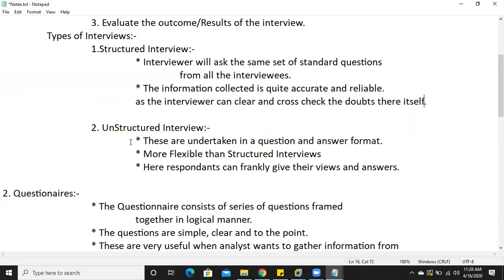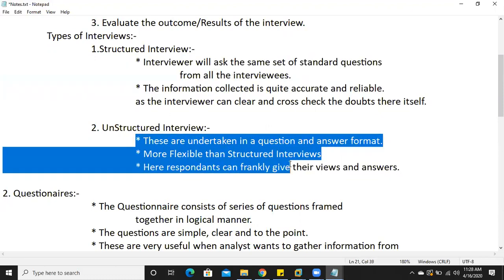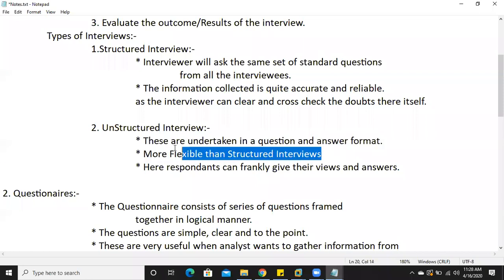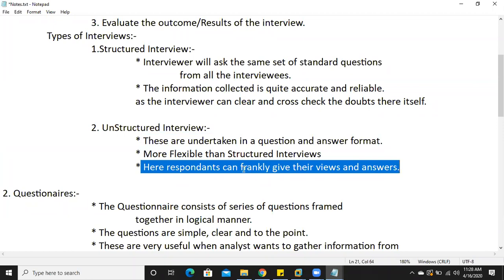But in an unstructured interview, the interviewee can provide their answers very frankly. He can use his own words with the system analyst. So the second point is that it is more flexible than the structured interview. This is undertaken in a question and answer format, so he can directly respond very frankly to the system analyst.